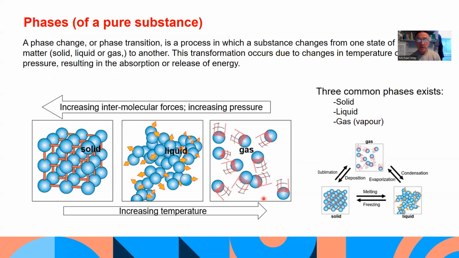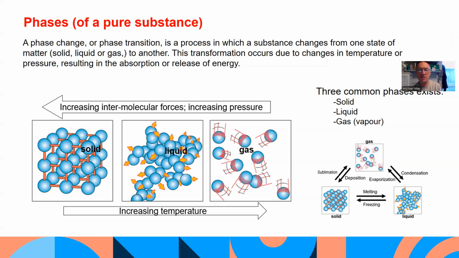When we use a pure substance as a working fluid in a thermodynamic system, it goes through phase changes. So it's important that we have a basic understanding of phase changes in thermodynamic systems, on a molecular level. Phase change or phase transition is a process in which a substance changes from one state of matter, solid, liquid, or gas, to another. This transformation occurs due to changes in temperature or pressure, resulting in the absorption or release of energy.